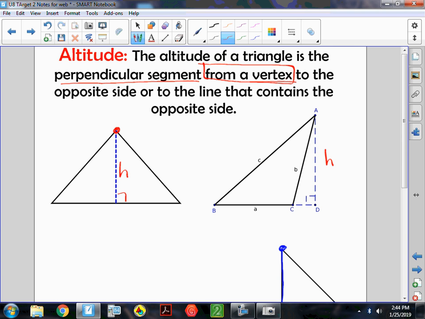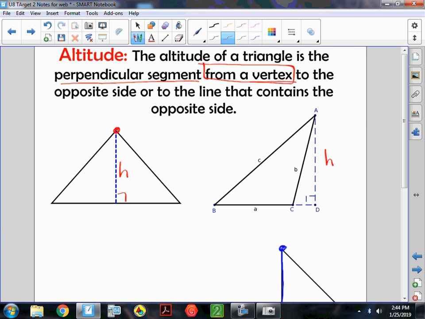I put an H on my diagrams because a lot of times the altitude is referred to as the height of the triangle. If you're finding the area of the triangle and you need to do 1/2 base times height, which is the area formula, the height of the triangle is sometimes inside the triangle. It also can be drawn outside the triangle.